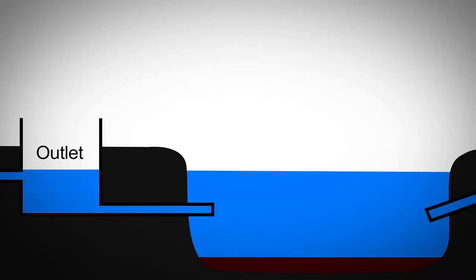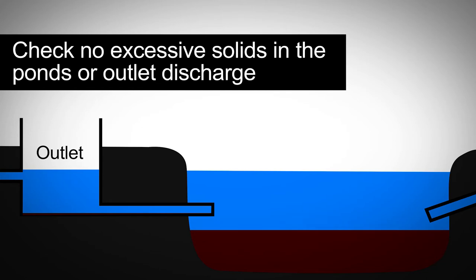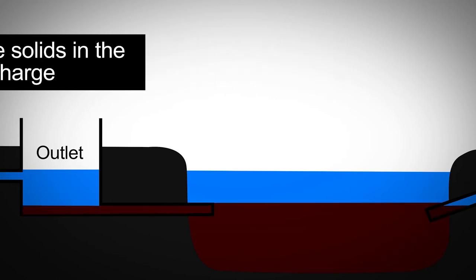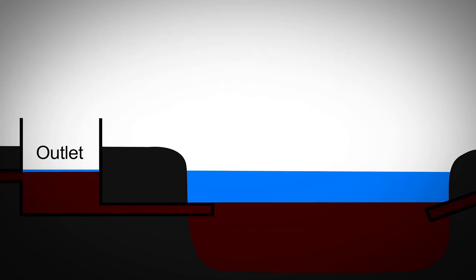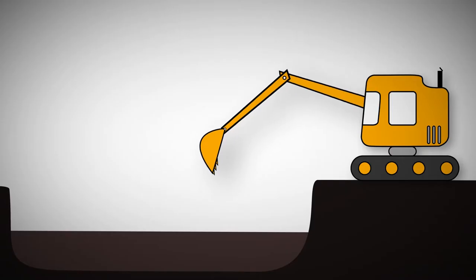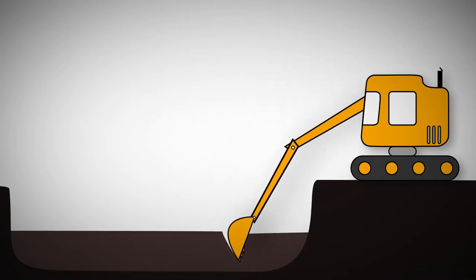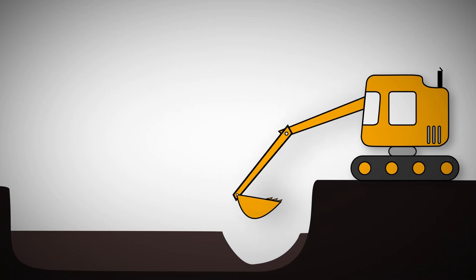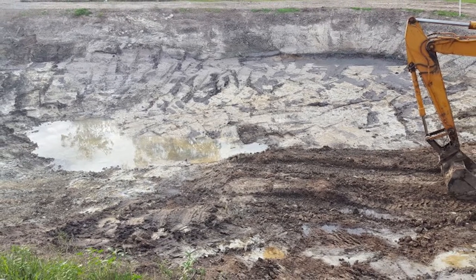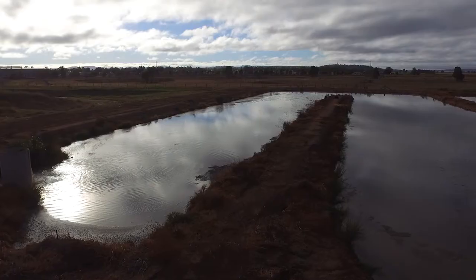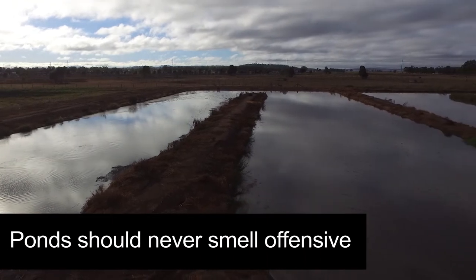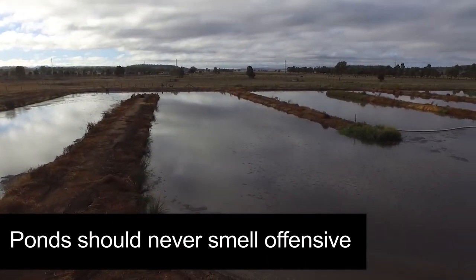Excessive solids in the ponds or outlet discharge may be due to sludge buildup in the pond. This is a particularly common issue when the pond is immediately downstream of an anaerobic pond. In this case, a regular program for removing sludge buildup may be needed. Seek assistance as required. Aerobic ponds may smell musty. This is normal. They should never smell offensive.